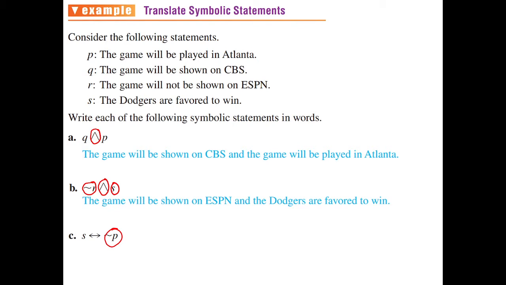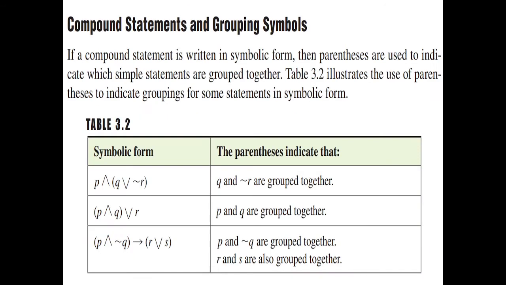The game will not be played in Atlanta. There you go. Mao man ni siya answer. The Dodgers are favored to win if and only if the game will not be played in Atlanta. So, any questions about the first 7 examples that we have? Klaro ra? Yes, sir. Okay, let's continue.